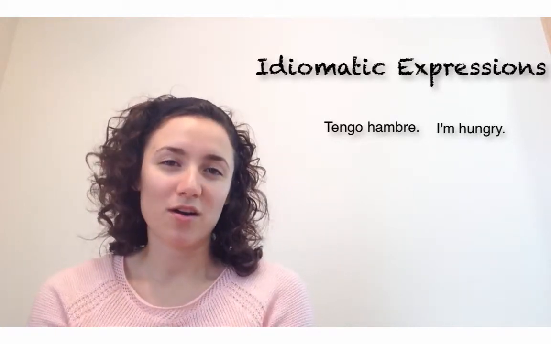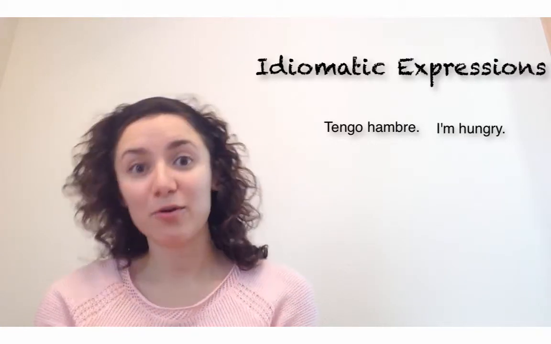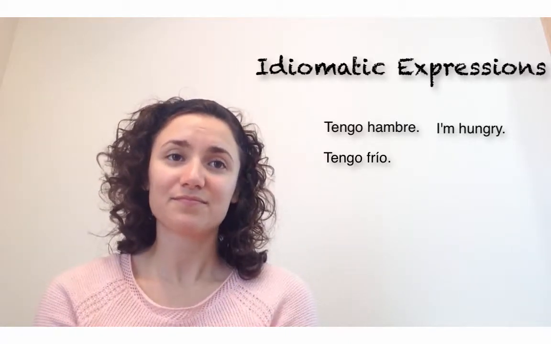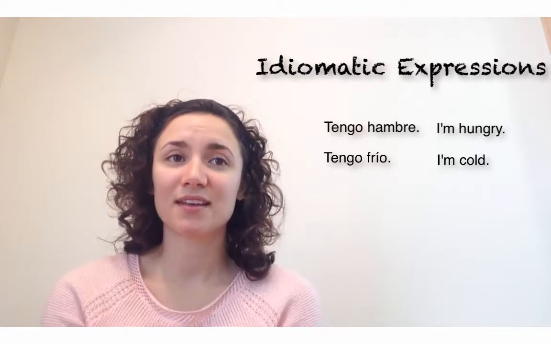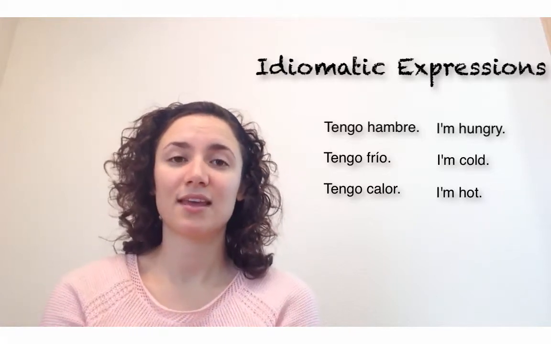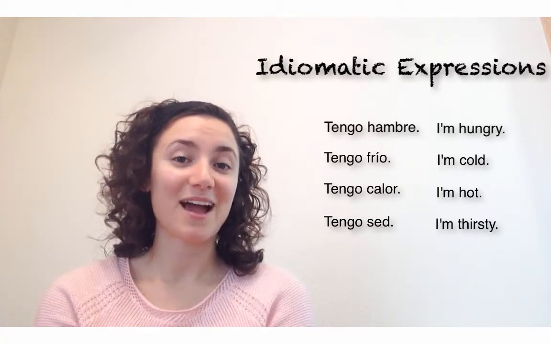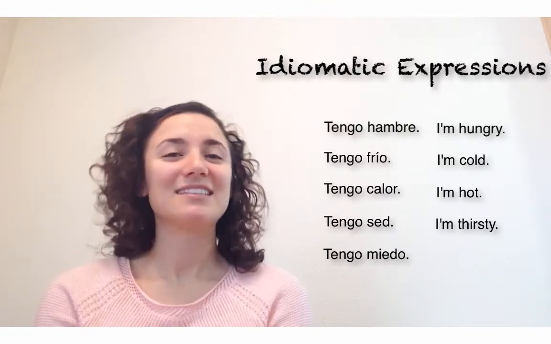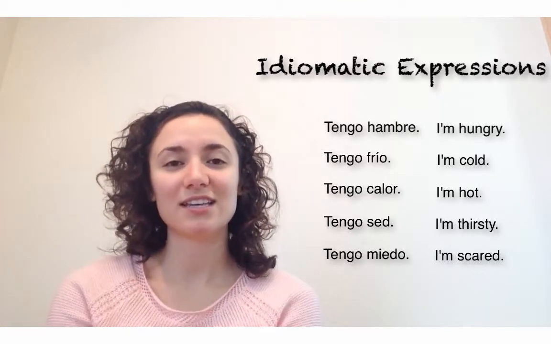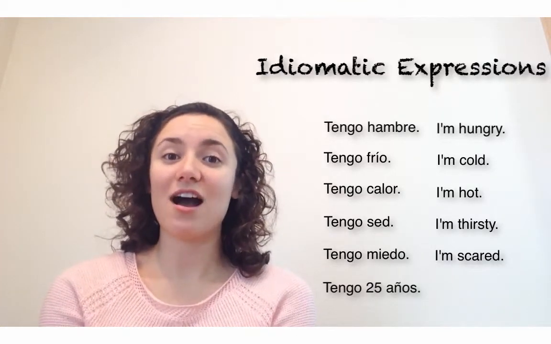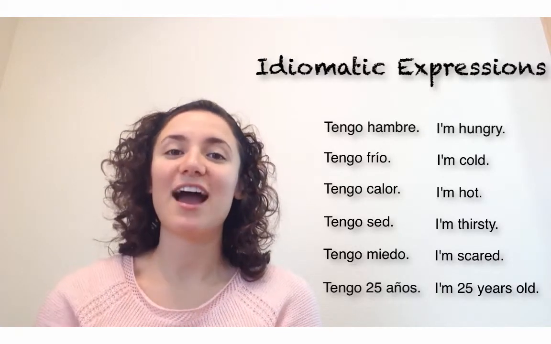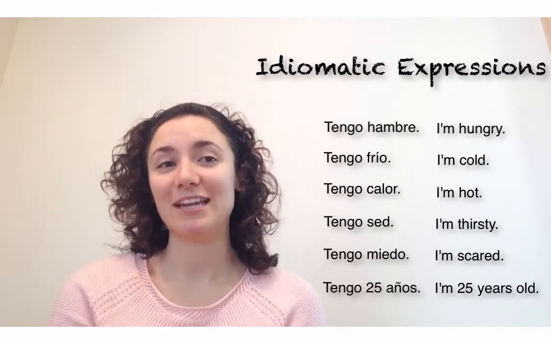So let's look at some more where we use the verb tener in Spanish, but we use the verb to be in English. Tengo frío, meaning I'm cold. Tengo calor, I'm hot. Tengo sed, I'm thirsty. Tengo miedo, I'm scared. And the last one is tengo 25 años. I am 25 years old, for example. Whenever you say your age, you say I have this many years. So use the verb tener.